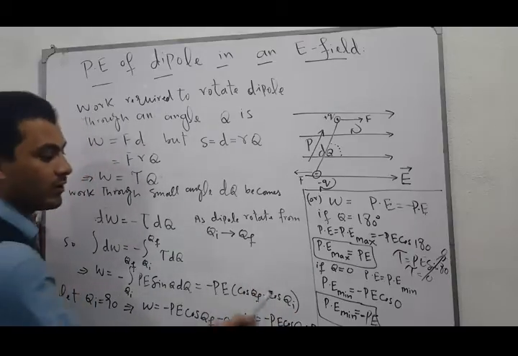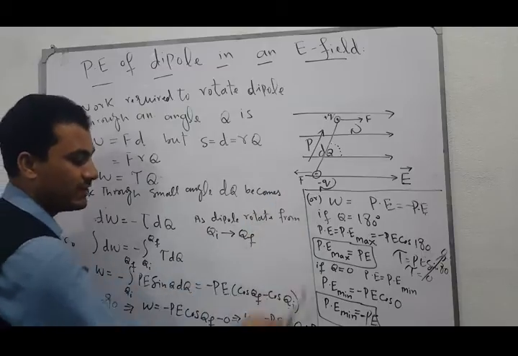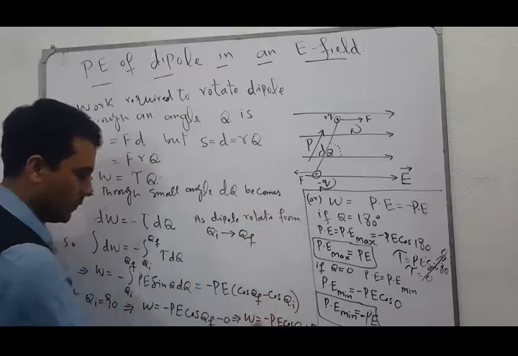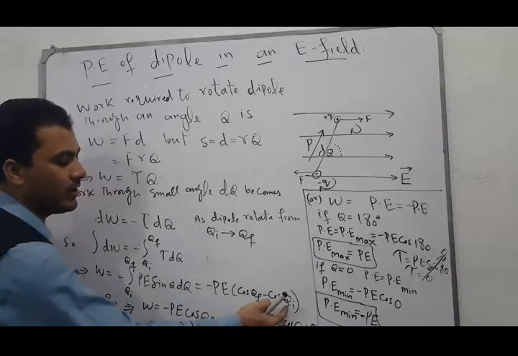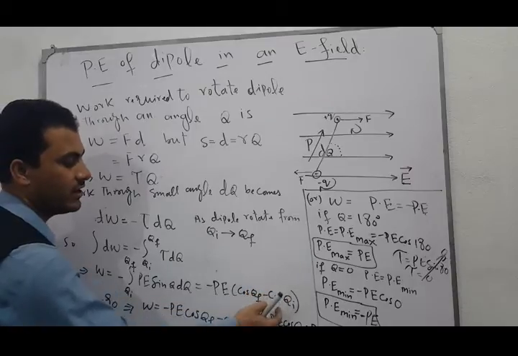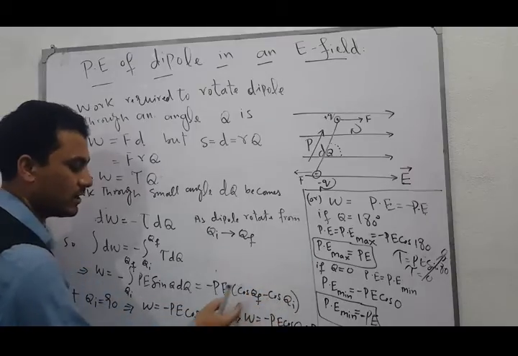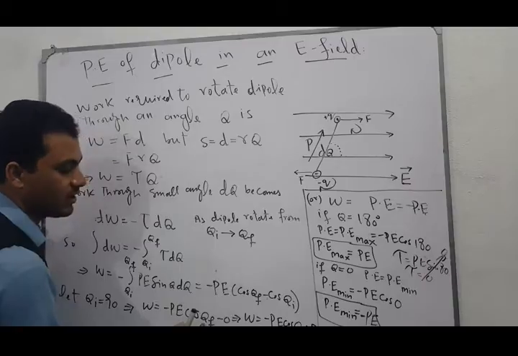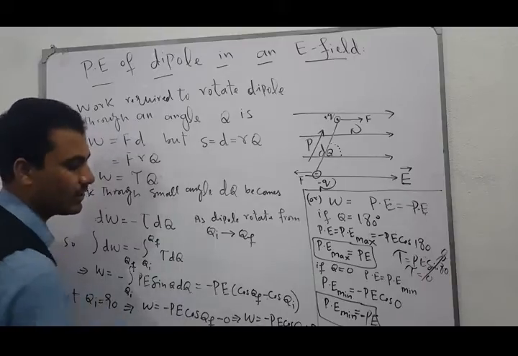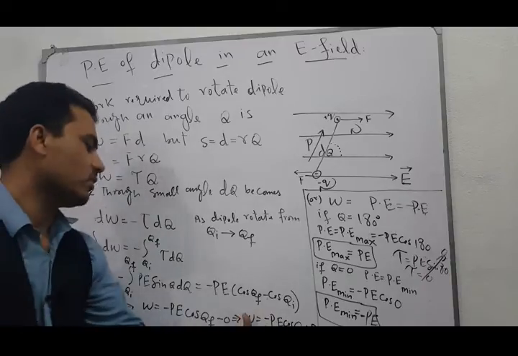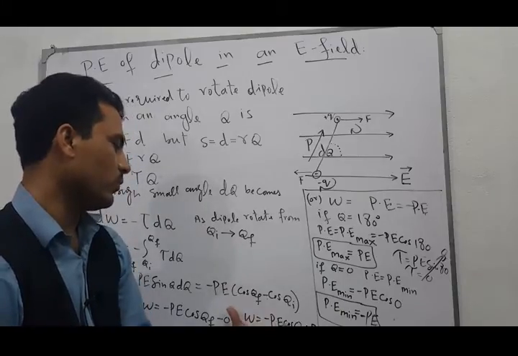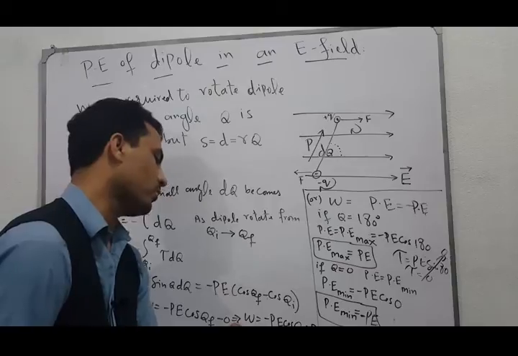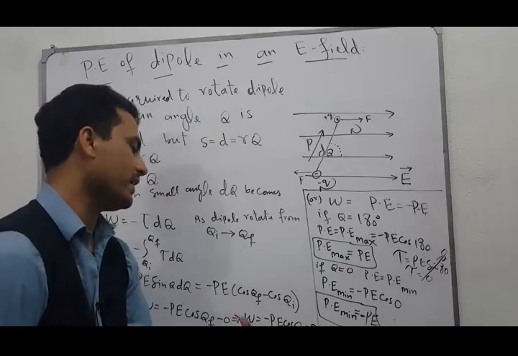Now let's suppose the initial position of this dipole is 90 degrees. It means that the initial angle made by this dipole with the applied electric field is 90 degrees. We know that cos 90 is equal to 0, so only the cos theta f term is left, or simply we can write it as cos theta. Now this is our final relation for the work which must be done in order to rotate the dipole through an angle theta.